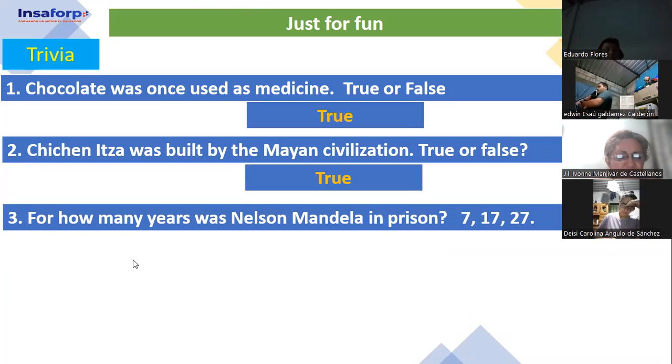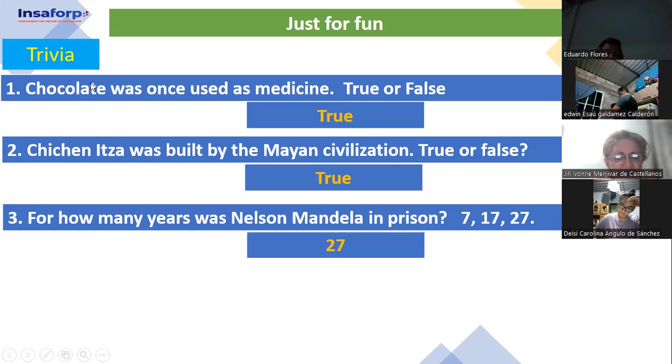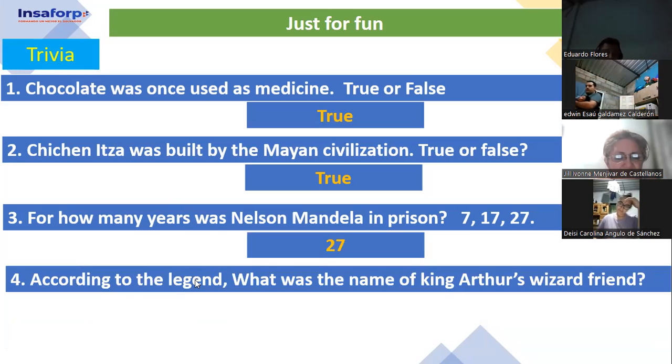For how many years was Nelson Mandela in prison? 7 years, 17 years, or 27 years? Okay, 27 years. Imagine. Complicated, right? Poor Nelson Mandela. According to the legend, what was the name of King Arthur's wizard? El brujo del rey Arturo. King Arthur's wizard. Merlin, I think. Merlin? Yes, congratulations, right? Okay, now that's the way we finish the class.